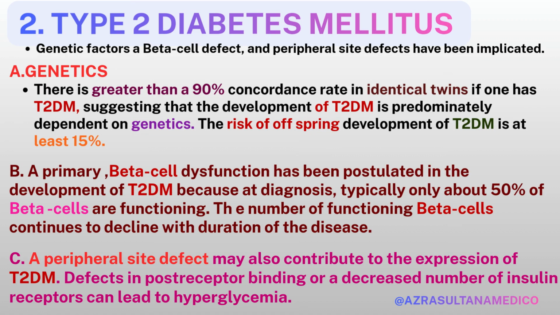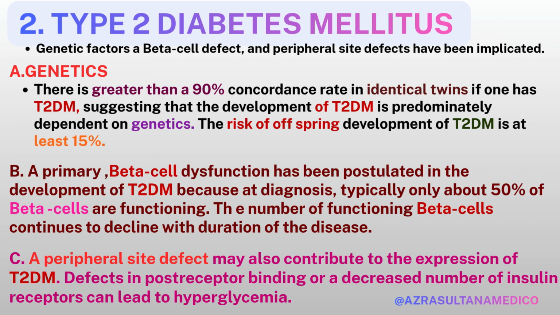2. Type 2 diabetes mellitus, T2DM. The development of type 2 diabetes mellitus, T2DM, is multifactorial. It involves genetic factors, beta cell dysfunction, and peripheral tissue defects, insulin resistance. A. Genetics. Genetics plays a major role in the development of T2DM. Studies of identical twins show a greater than 90% concordance rate if one twin has T2DM. This high concordance strongly suggests that T2DM is predominantly influenced by genetic factors.